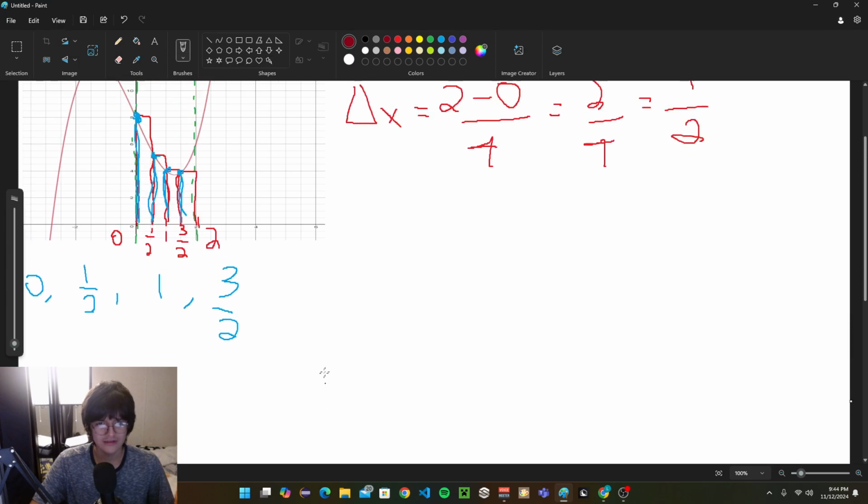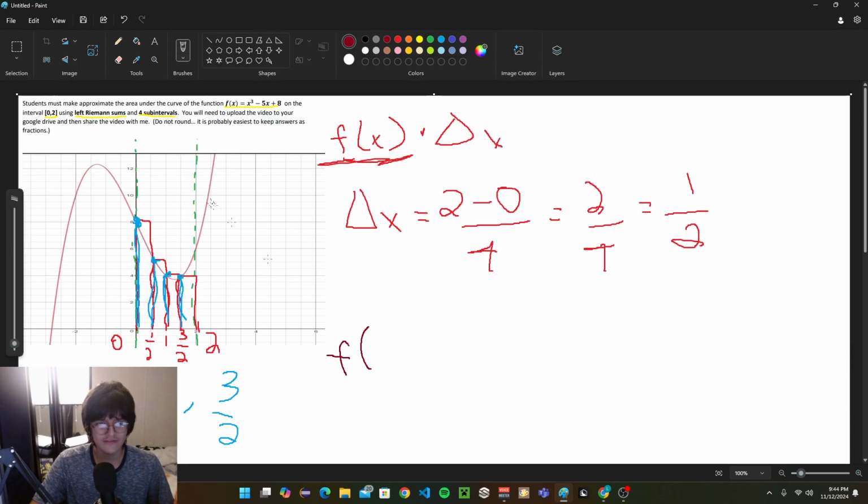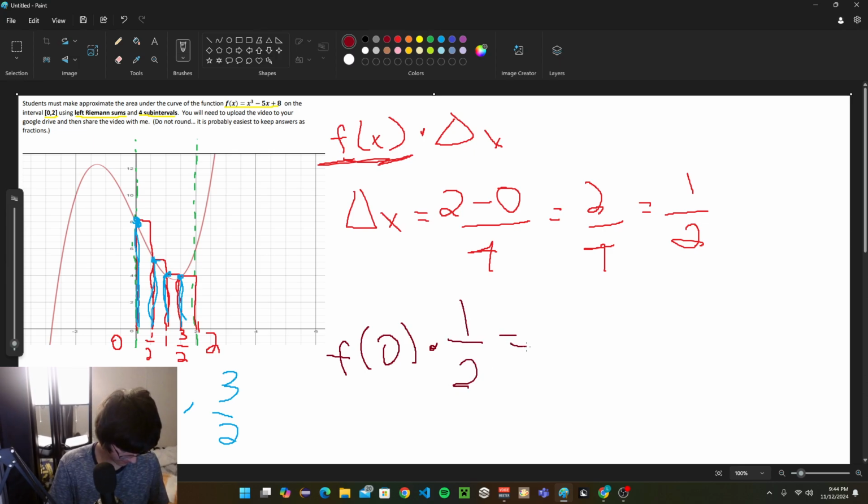So we have f, first one is 0, times our delta x, which is just 1/2. So if you plug this into the calculator, x cubed minus 5x plus 8, that gives us 8, and then we're going to be multiplying it by 1/2, giving us 4 units squared, because it's the area.